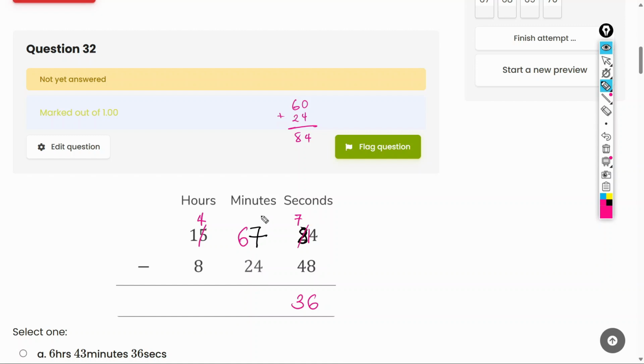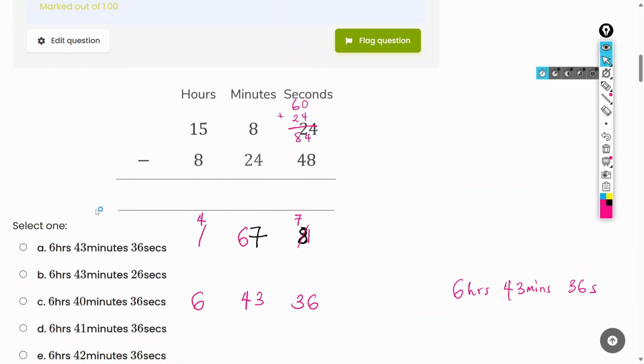Now we can subtract. 7 minus 4 is 3. 6 minus 2 is 4. And then we have 14 minus 8. 14 minus 8 is 6. So that leaves us with 6 hours, 43 minutes, and 36 seconds. Thankfully, that's the first option here. 6 hours, 43 minutes, 36 seconds.